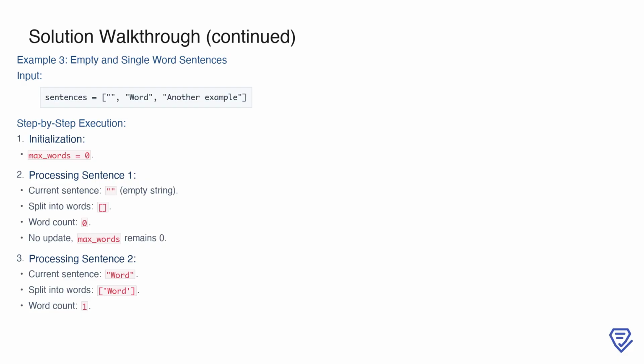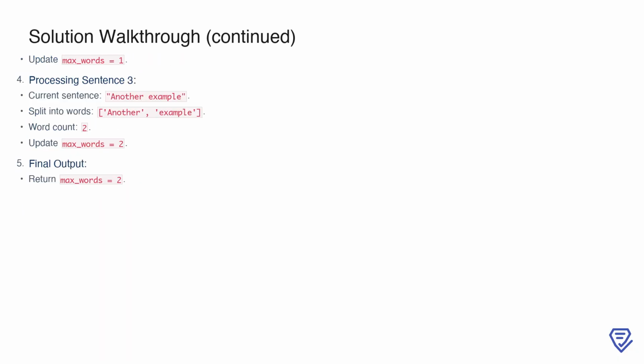Next, we process the second sentence, "word". Splitting this sentence gives us the list [word], and the word count is 1. Since this is greater than the current value of max_words, which is 0, we update max_words to 1. Finally, we move on to the third sentence, "another example". It splits into the list [another, example], which has a word count of 2. This word count is greater than the current value of max_words, which is 1, so we update max_words to 2.